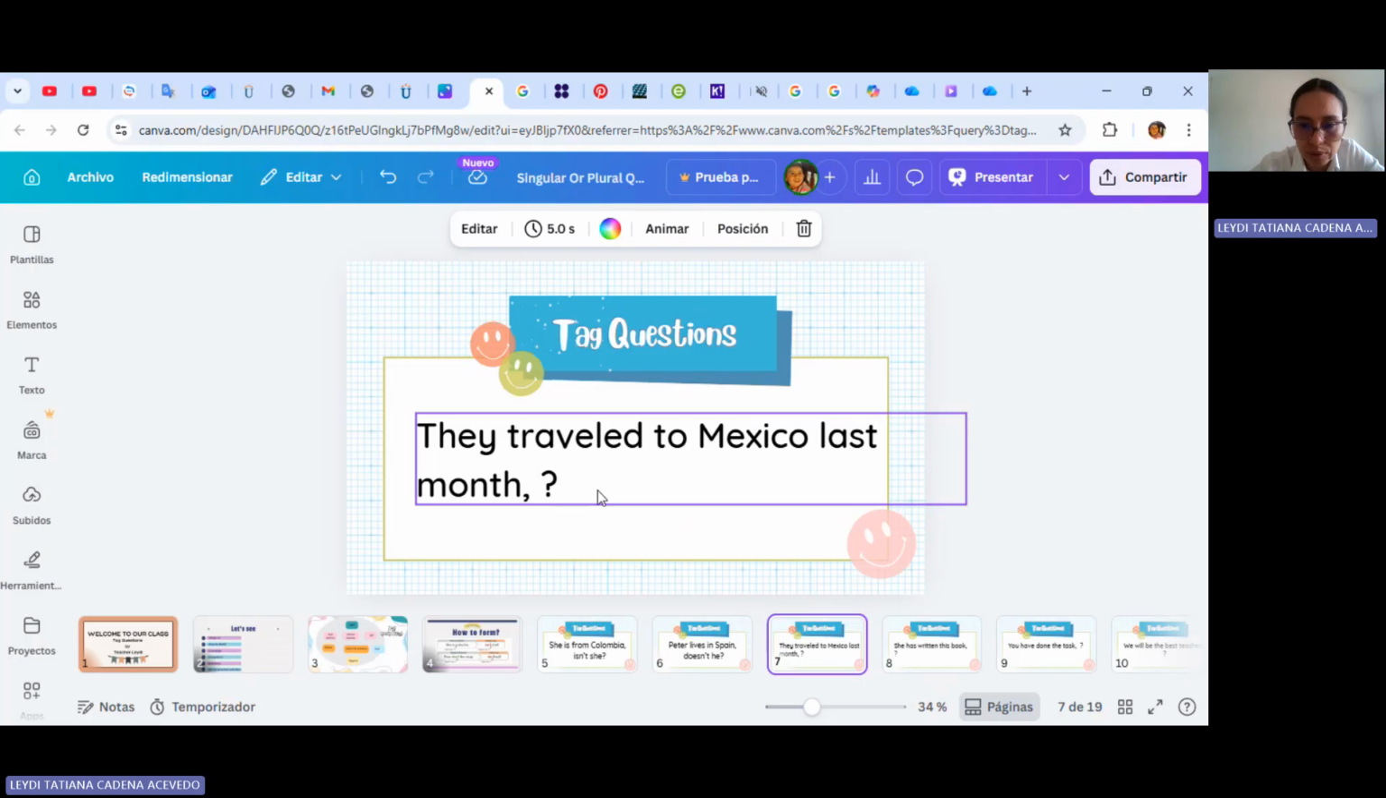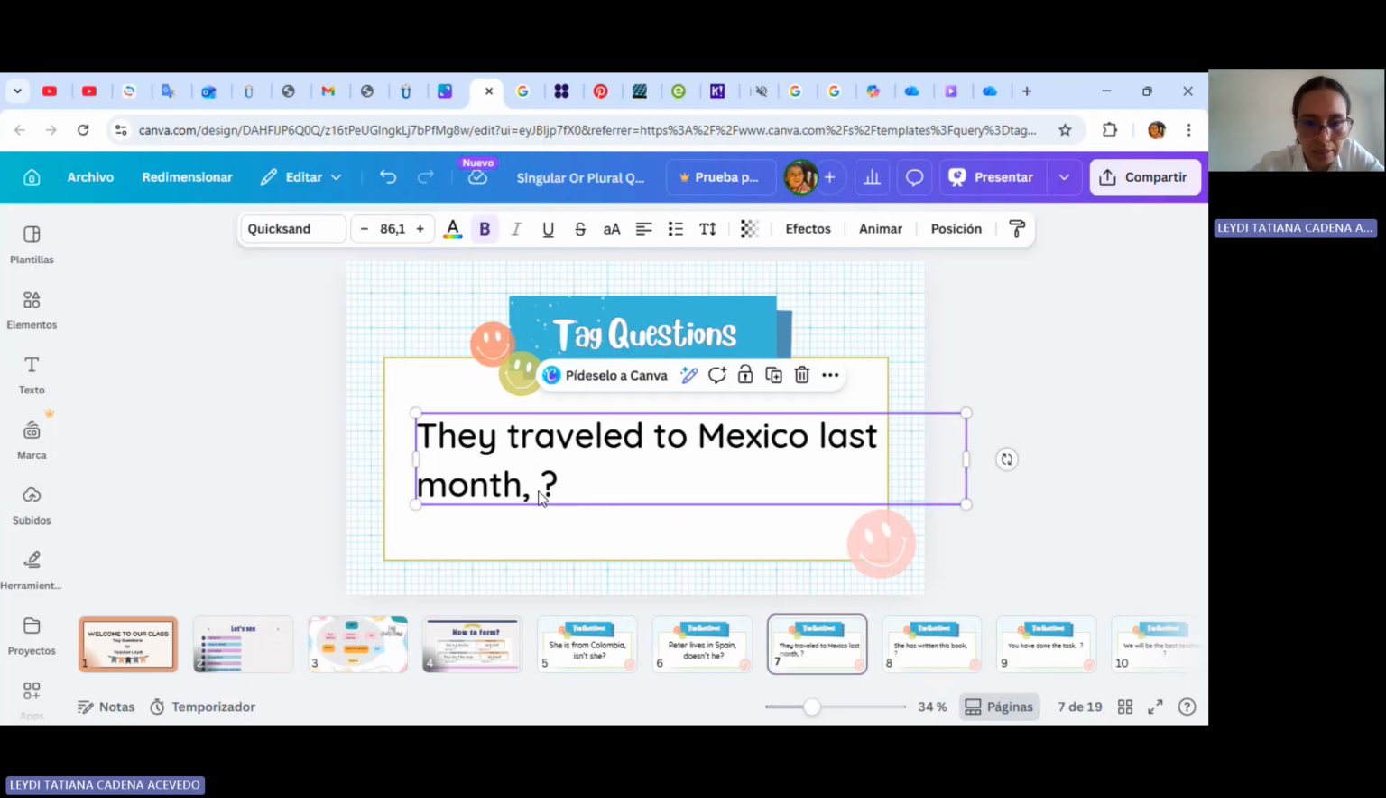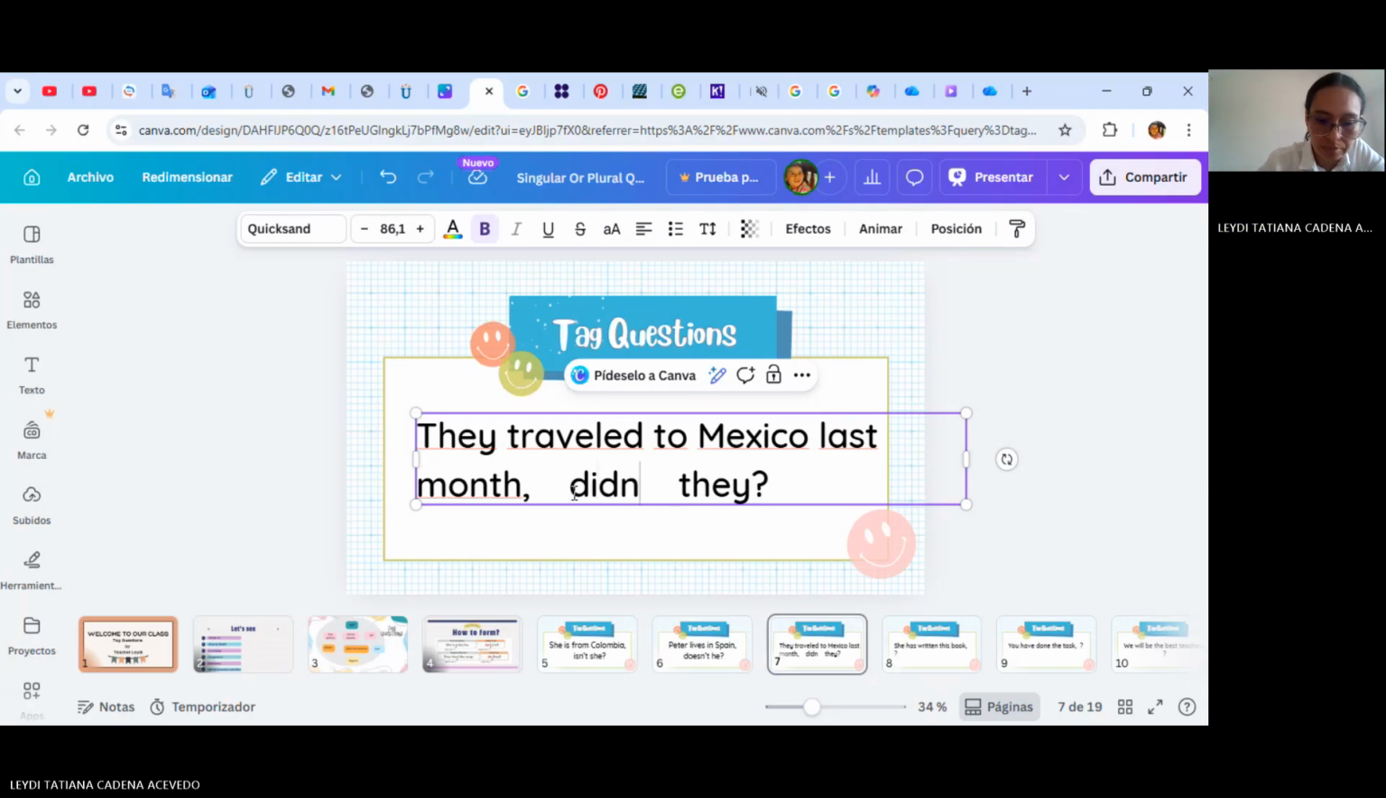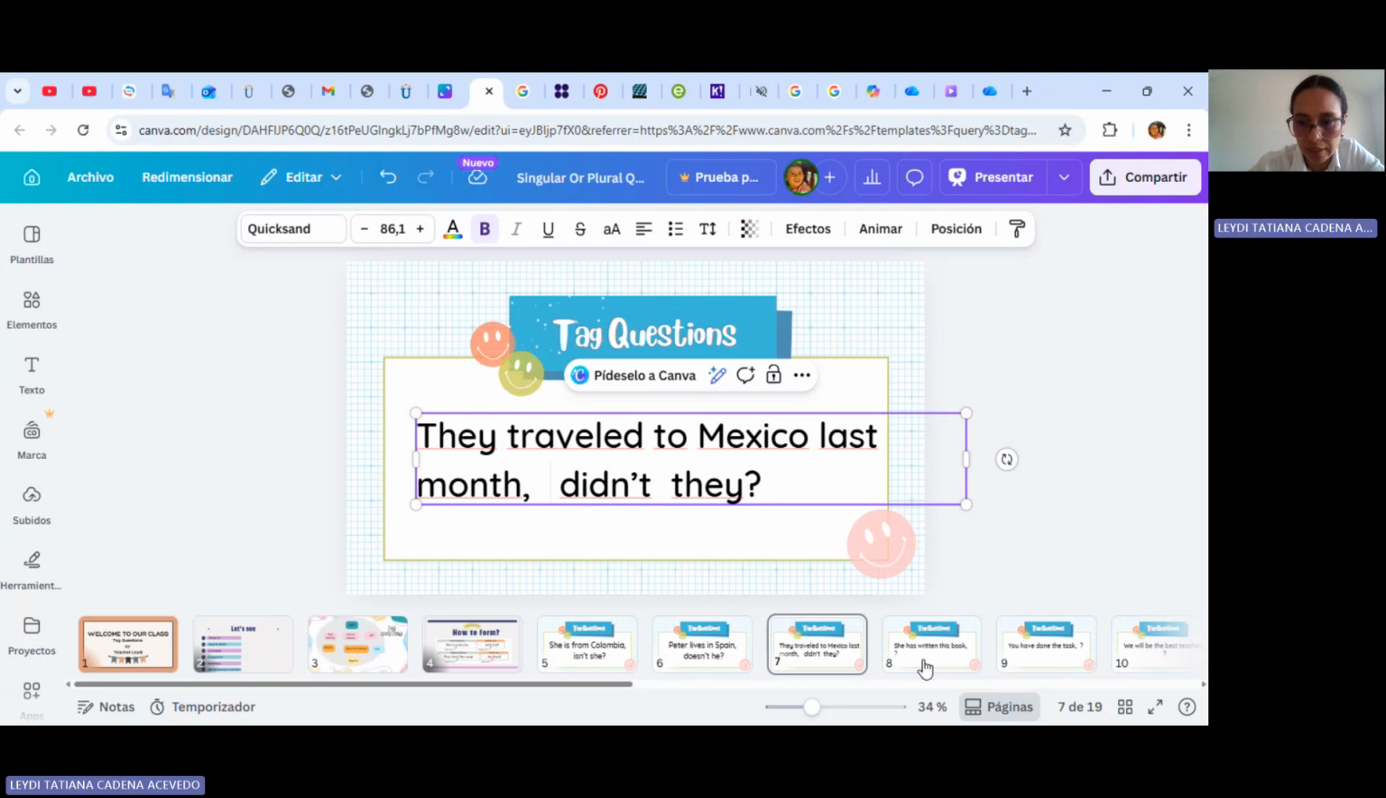Now, they traveled to Mexico last month. They is the subject. It goes at the end. And traveled is past simple, and there is no auxiliary, so we use did. But the sentence is positive, so it becomes negative. Didn't. Okay, they traveled to Mexico last month, didn't they?